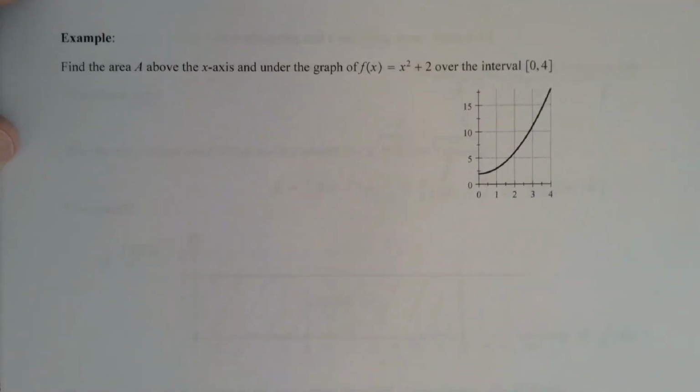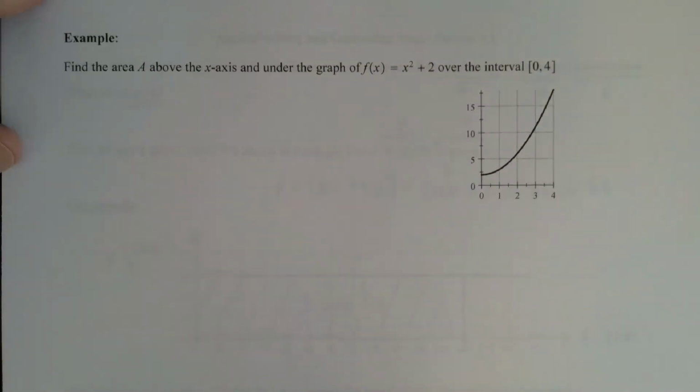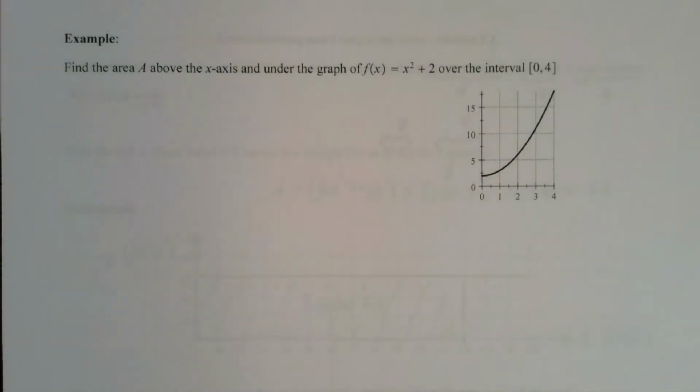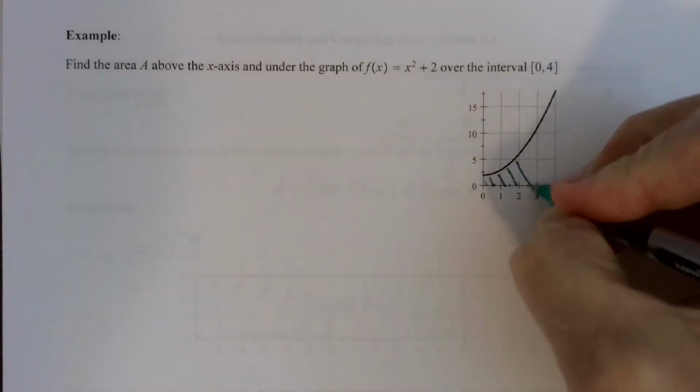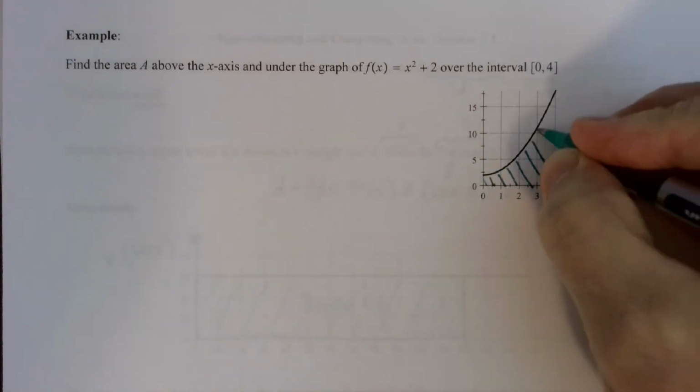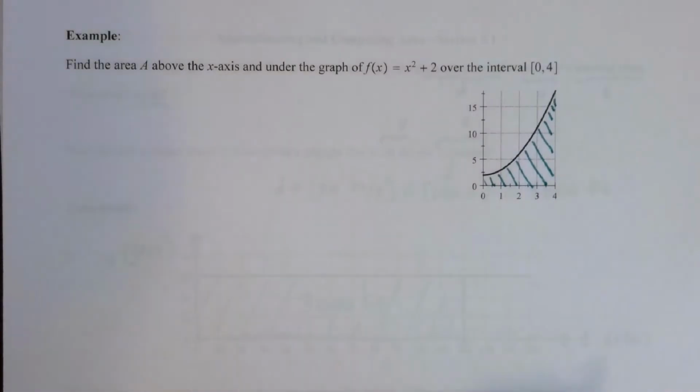Let's find the area above the x-axis and under the graph of the function f of x equals x squared plus 2 over the interval from 0 to 4. Okay, so I'm going to shade in that area that we're looking for. So what's the area of the region that I've shaded in here?